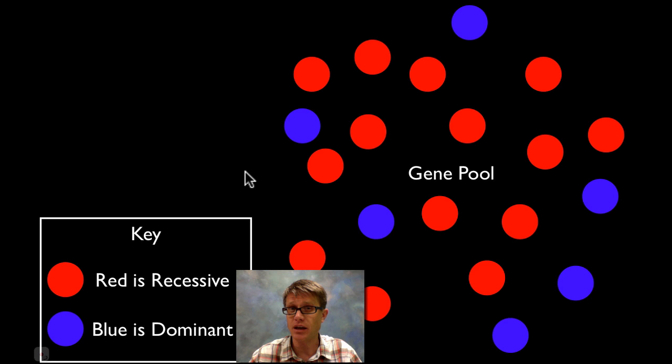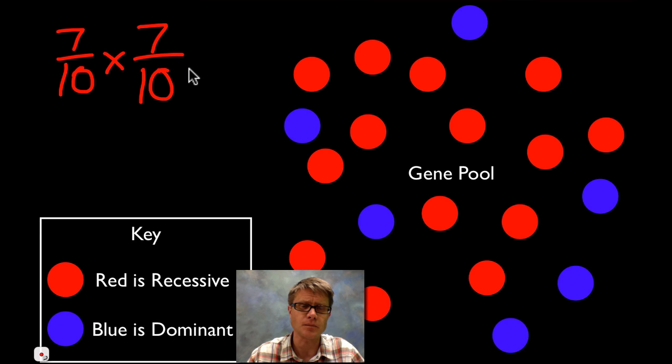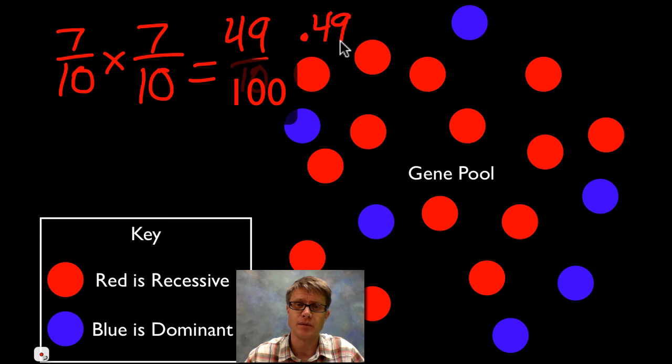Now, if you know anything about genetics, we can figure out where the rest of the Hardy-Weinberg comes from. So what are the odds if I were to just randomly grab one of these genes out of the gene pool, what is the odds that that is going to be recessive? In other words, what are the odds that it's going to be red? Well, the odds would be 7 out of 10. What are the odds if I pull two of them out that they're going to be red? Well, knowing anything about the law of multiplication, that's going to be 7 out of 10 times 7 out of 10. And so that's going to be 49 out of 100, or that's going to be 0.49. So grabbing two of the reds, it's going to be 0.49.